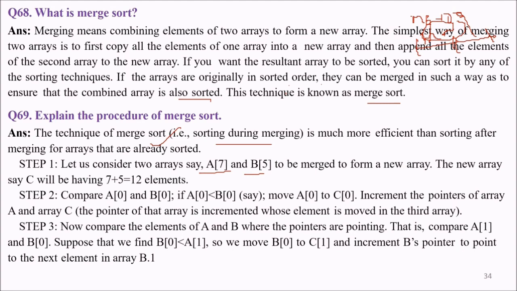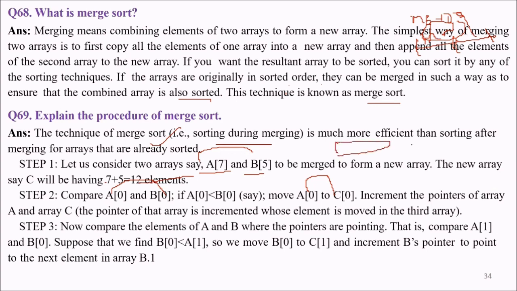The new array will have, say, 7 plus 5, that is 12 elements. So we compare A0 with B0. If A0 is less than B0, we move A0 to C0. We increment the pointers of array A and array C. The pointer of the array whose element is moved into the third array is incremented.